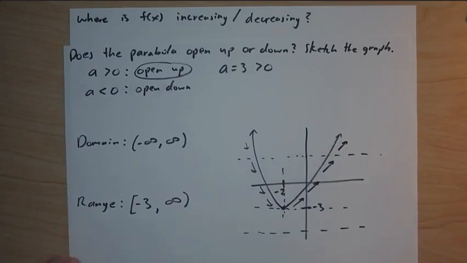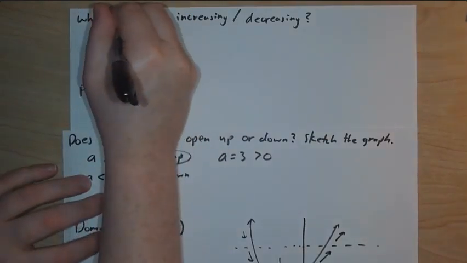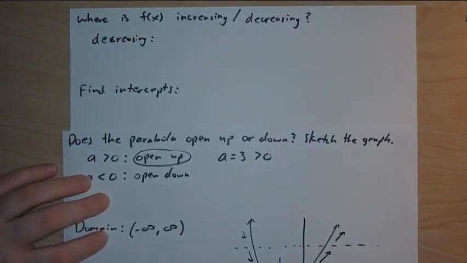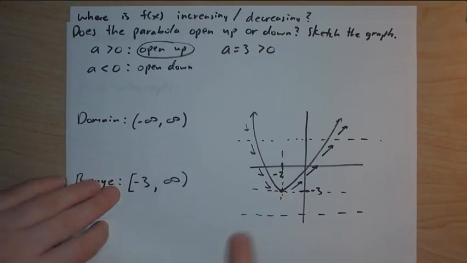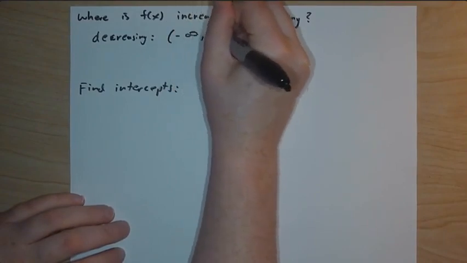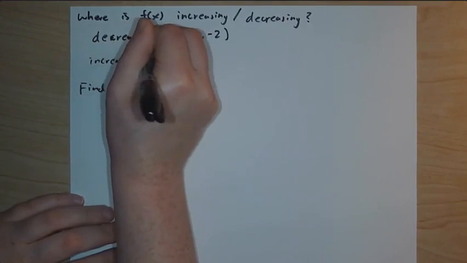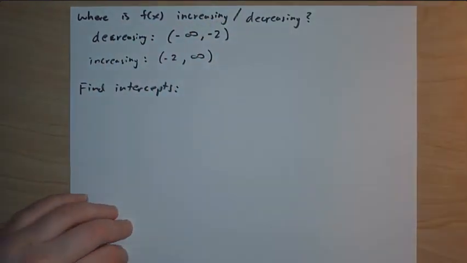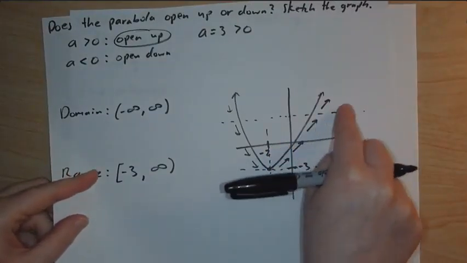So we are going to write decreasing first. We are decreasing from -infinity until x is -2. So we are decreasing from -infinity to -2, and we are increasing from -2 to positive infinity. So from -2 to positive infinity on our x-axis, we are increasing.